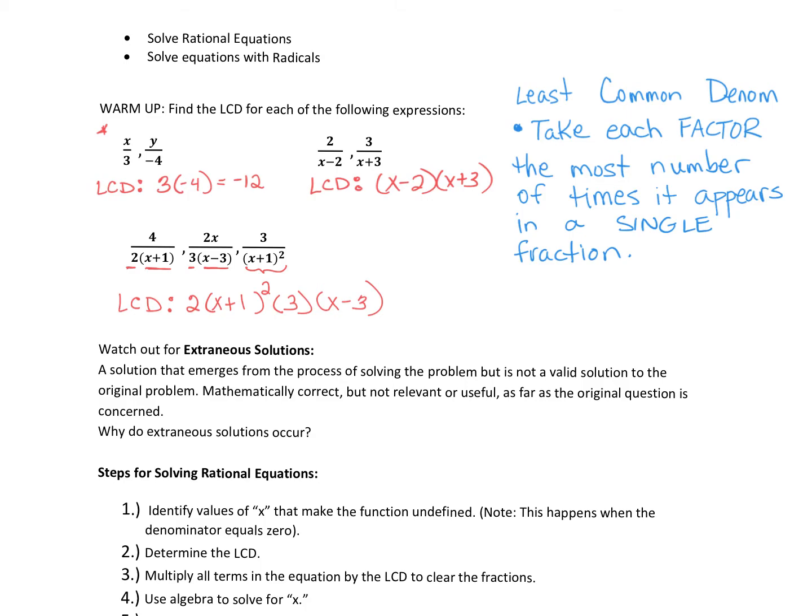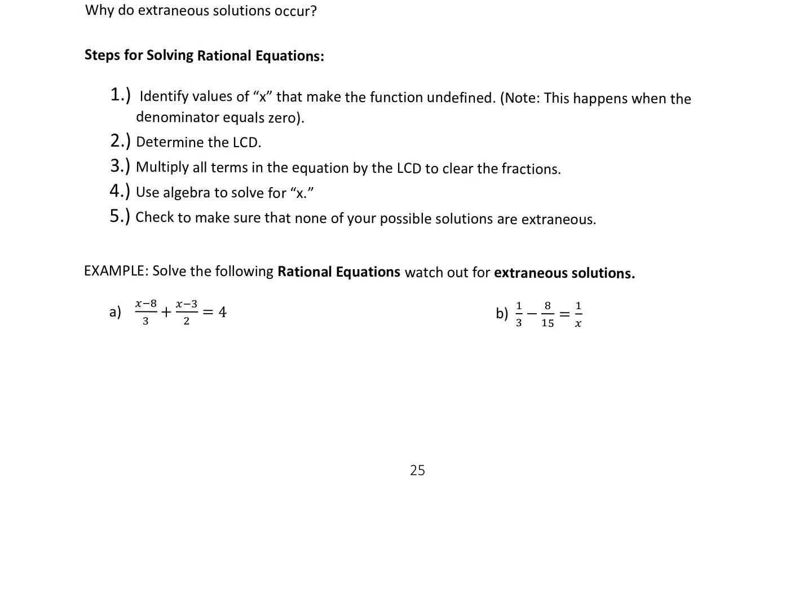So we're going to start. These are the steps. Identify the values of x that make the function undefined. In other words, where is the denominator equal to 0? Determine the least common denominator. Then we will multiply all terms in the equation by the least common denominator, and this will allow us to clear the fractions. And then we're going to solve for the variable. In these cases, that will be x. And then at the very last, we have to check and make sure that our possible solutions are not some of the extraneous solutions that we identified in number 1.